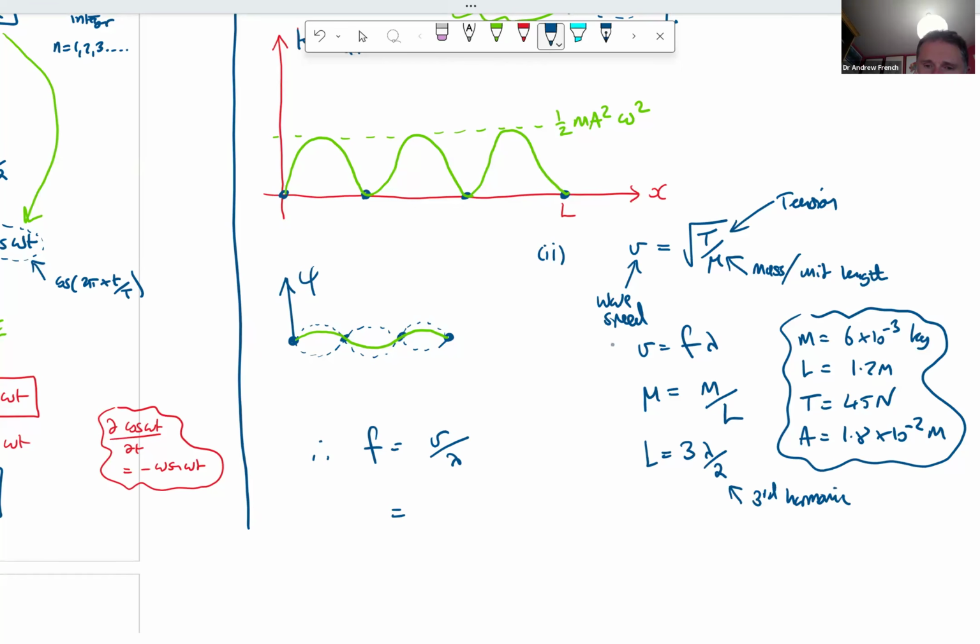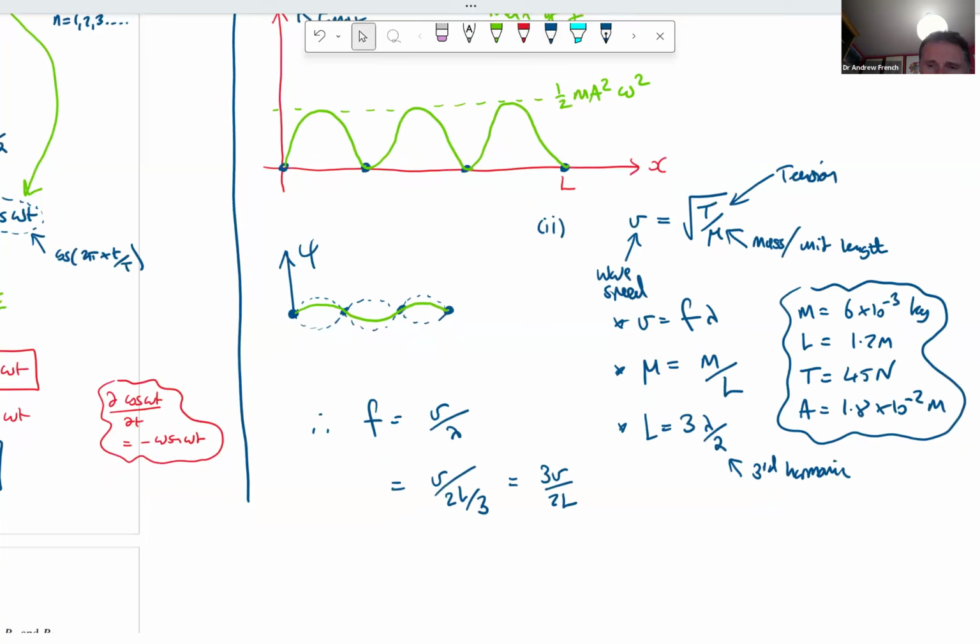Okay, so these are our things we need to put together. All right, so let's go and put that all together. So we've got some speed over lambda, so we don't need to worry about what lambda is. Lambda would be 2L on 3. So we've got V over 2L on 3. That's all good, I think. Yes, 2L on 3. Good. So that's going to be, let's just tidy that up, 3V over 2L.